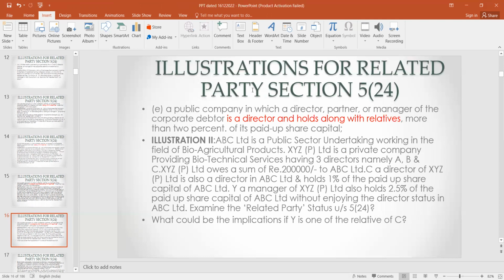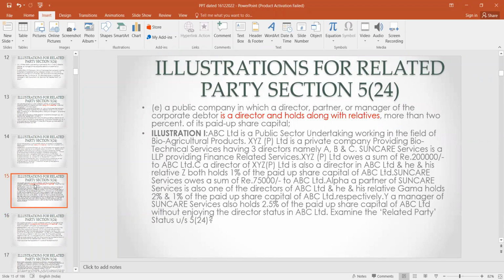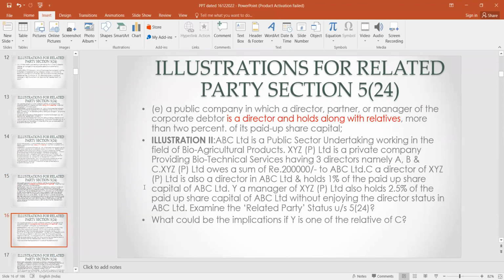A public company in which a director, partner, or manager of the corporate debtor is a director and holds, along with relatives, more than 2%. So if ABC is a public company, and any of the directors of ABC is a director in some other company, then the shareholding has to be seen along with the relatives. You have to see whether it is more than 2% or not.